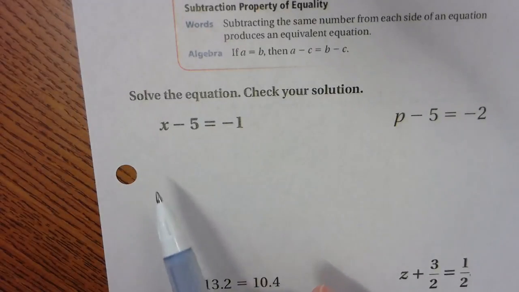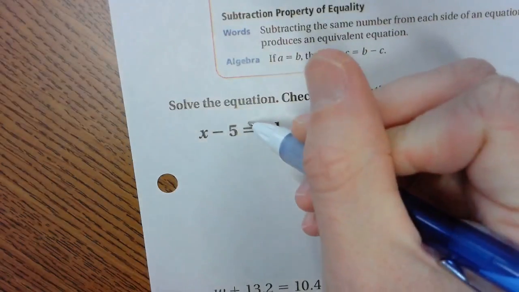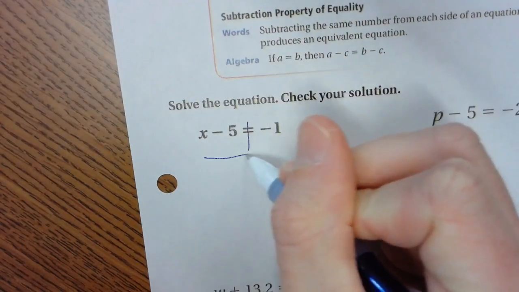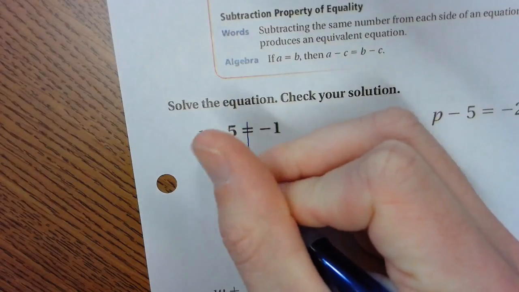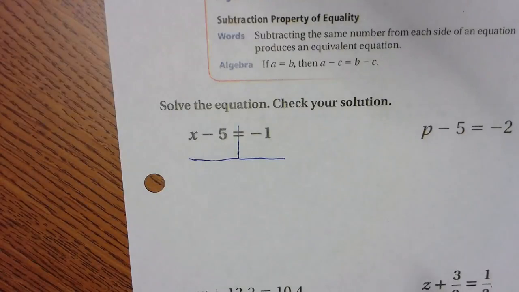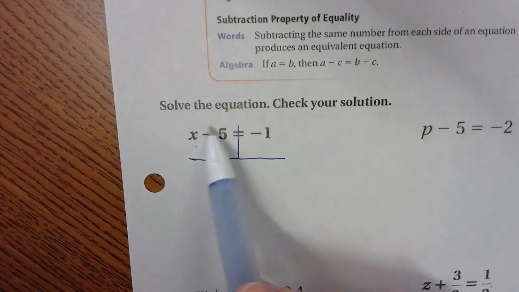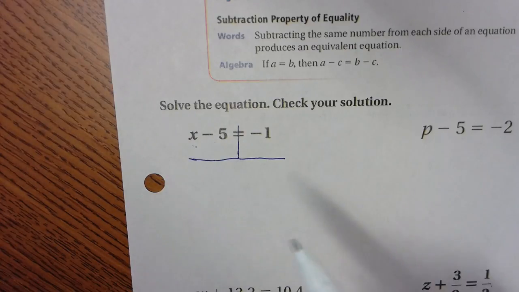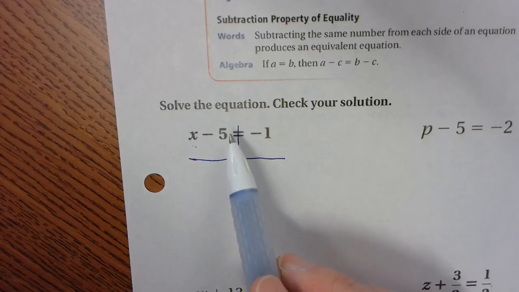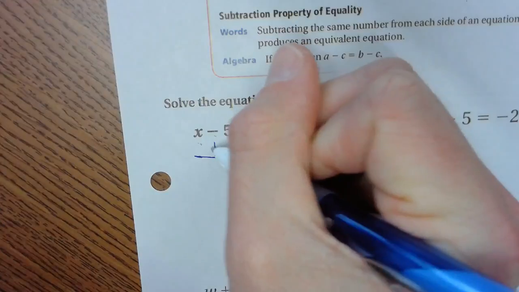So our first one says x minus 5 equals negative 1. On every equation, I'm going to start off by drawing a line through the equal sign and drawing a line underneath that looks like that. Okay, every problem. So I'm going to look at the side that has the variable, which is my left side. My goal is to get the variable by itself. The only way I can get the variable by itself is if I get rid of the subtracting 5. So I need to think, what is the opposite of subtracting 5, or what is the opposite of negative 5? Okay, that would be positive 5.